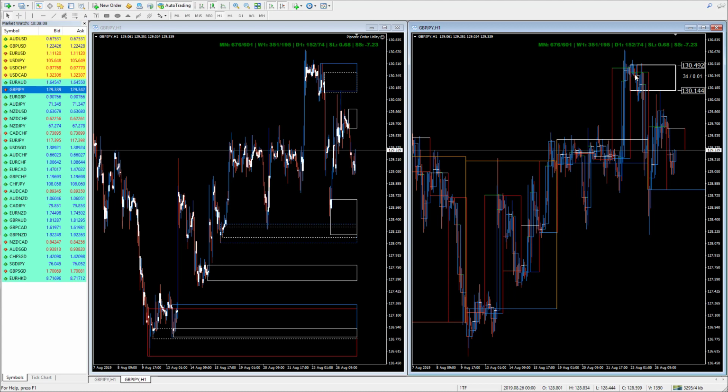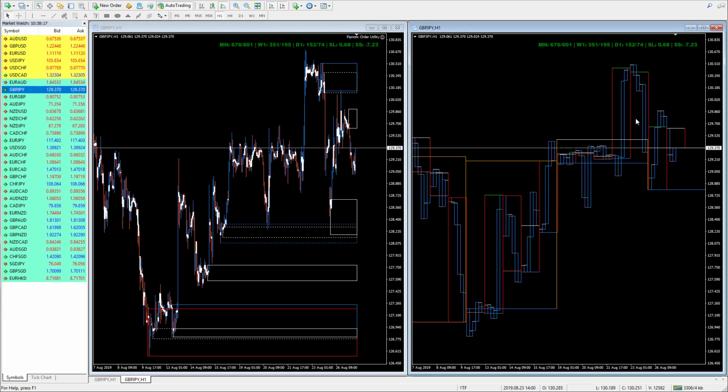This is the same as what you can see here, because the Pipnotic supply and demand software is looking at precisely what you're seeing over here, and it's drawing rectangles around these areas that exhibit strength.